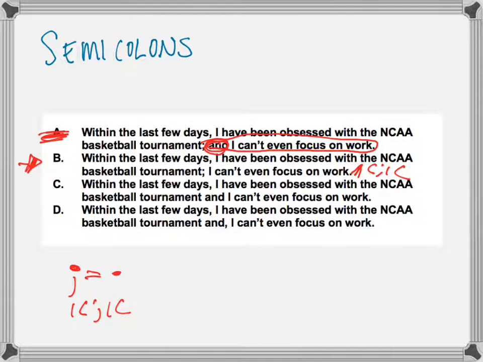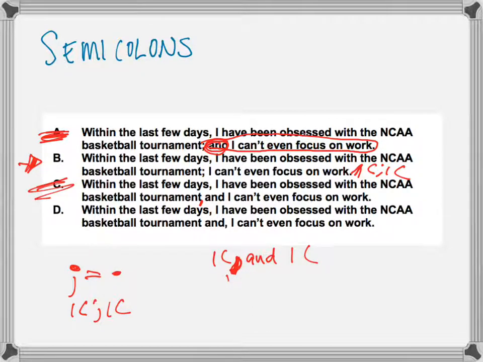I'm just going to make sure that C and D are wrong. C would be "Within the last few days I've been obsessed with the NCAA basketball tournament and I can't even focus on work." C would actually have to have a comma right here because it has this FANBOYS "and," but there's not a comma here. So just as a rule, if I have independent clause and independent clause, I need to have a comma here, right?